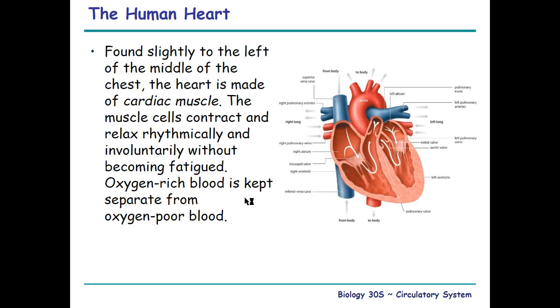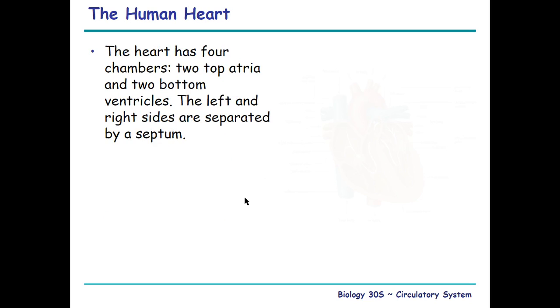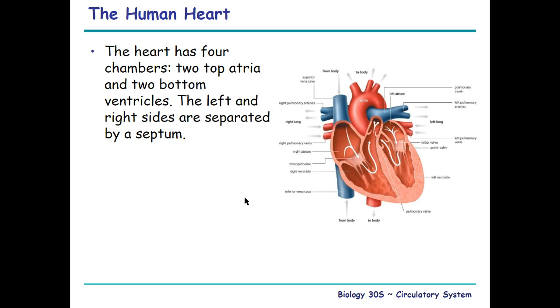Found slightly to the left of the middle of your chest is the heart, and is made of cardiac muscle. The muscle cells contract and relax rhythmically and involuntarily without becoming fatigued. Oxygen-rich blood is kept separate from oxygen-poor blood. The heart has four chambers. The top two are atria, and the bottom two are ventricles.